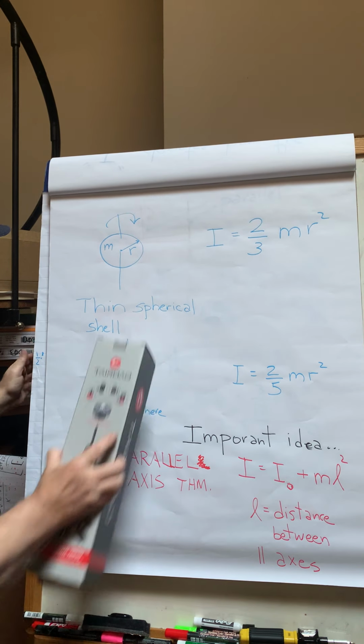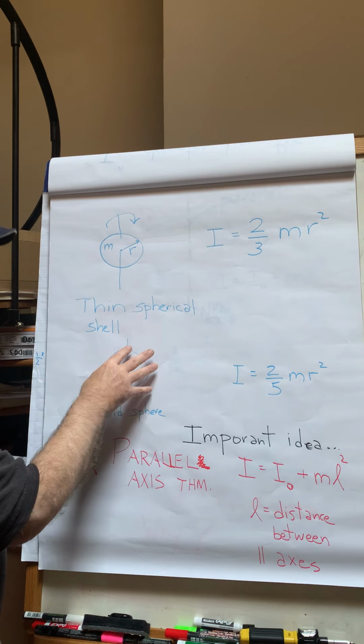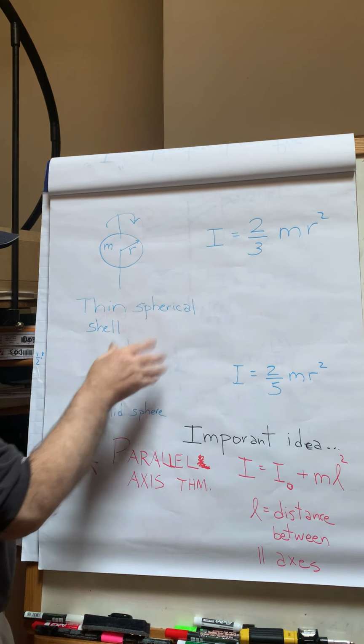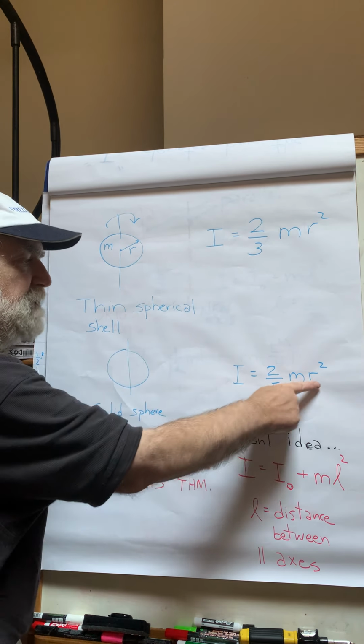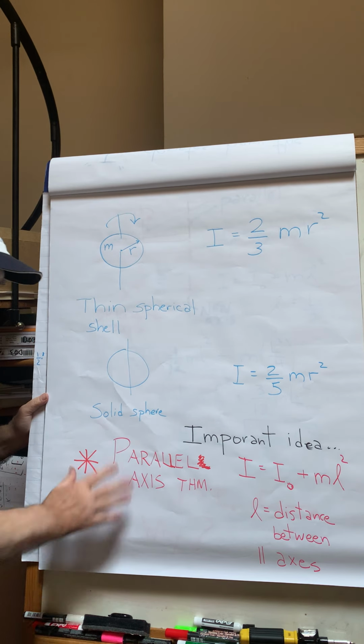And for a thin spherical shell, it's 2/3 mr squared, and for a solid sphere of the same mass, all the same m's, it's 2/5 mr squared, where r, as usual, is the radius of the round object that can roll. So, and here's a very important idea.